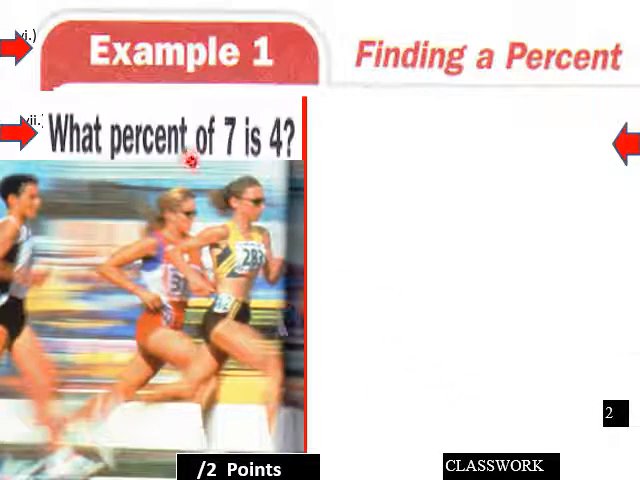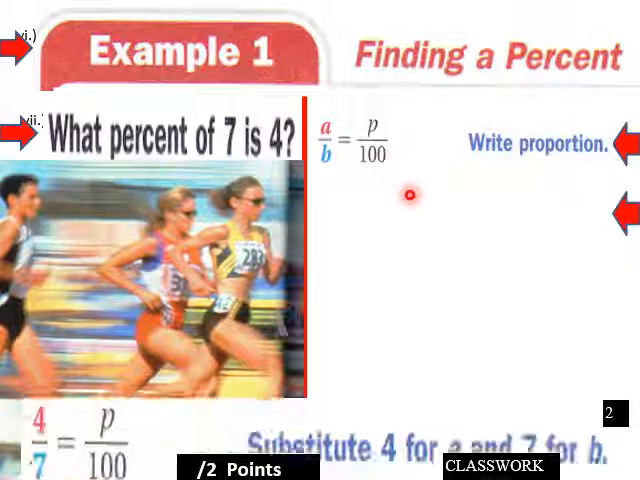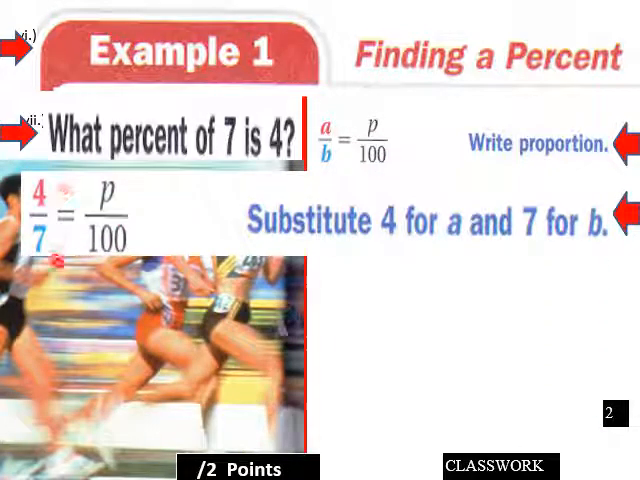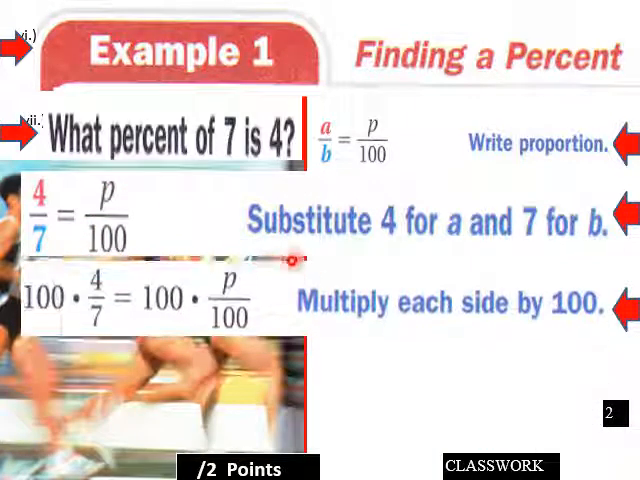Finding the percent, what percent of 7 is 4? So here's our formula, A over B equals P over 100. So 4 over 7. Substitute 4 for A and 7 for B, and then we solve for P. In this situation, we cross multiply. Well, actually, they're going to multiply out by 100. Okay, you can do it that way too. Let's multiply by 100.